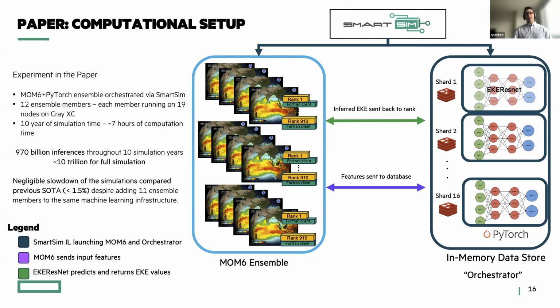This is for every grid point in the domain of the simulation, which is the 1/4 degree simulation, and every grid point in each of the 12 ensemble members is being predicted for the value of eddy kinetic energy at every 2-hour time step within the model.